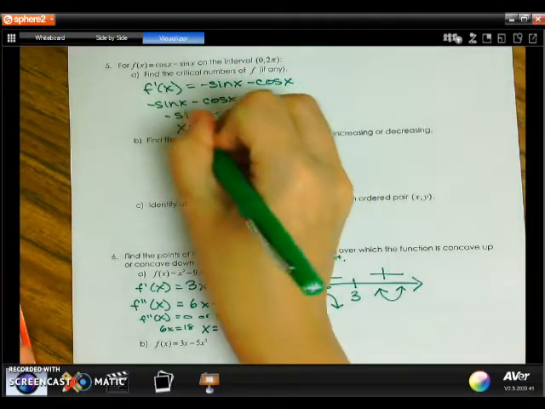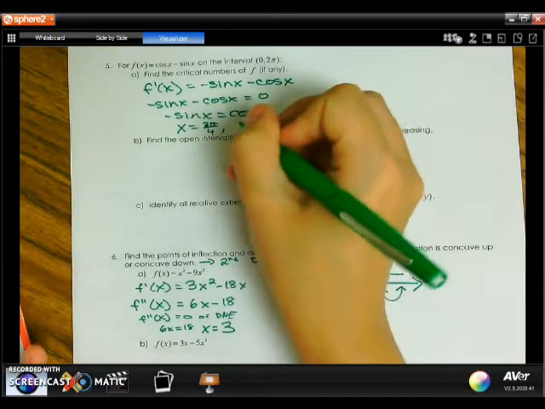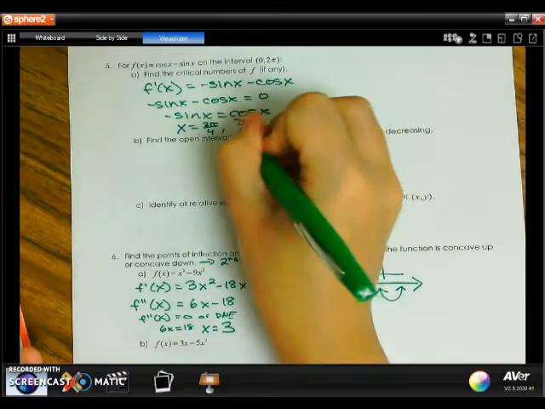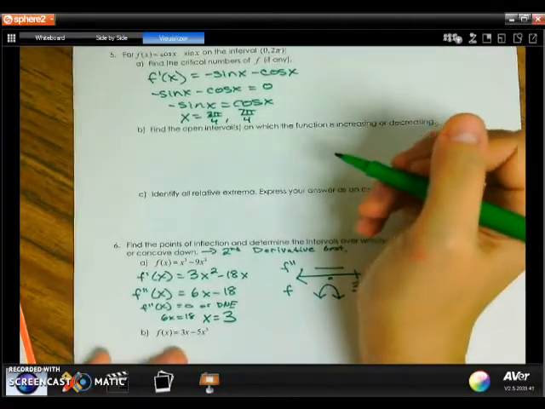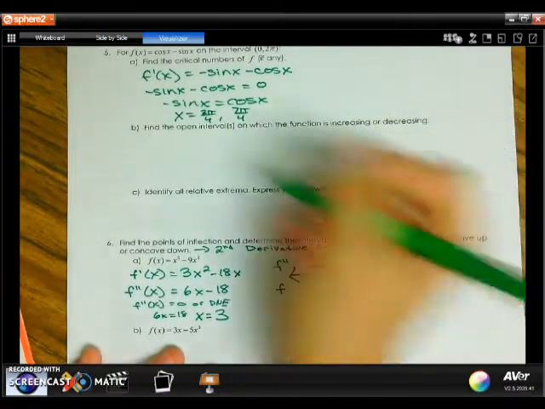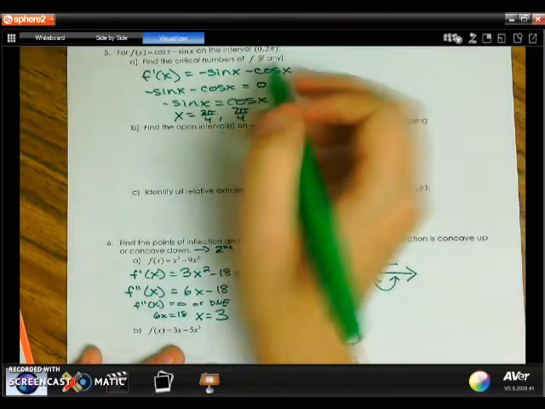So this is going to give me the x value of 3 pi over 4, and then down in quadrant 4 it was 7 pi over 4. So those are your critical values. And then to figure out where the original is increasing or decreasing, I'm going to, notice that it's a trig function, so I would give it an interval.